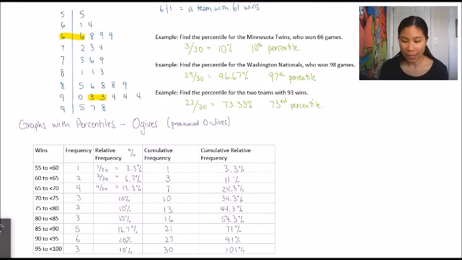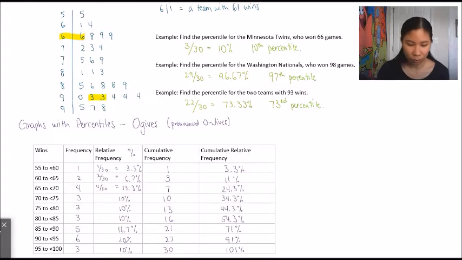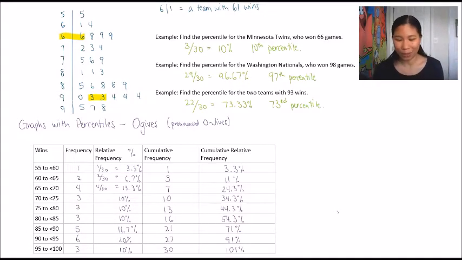Okay, so I've gone ahead and added up all my relative frequencies. And so as you can see, because of rounding error, I ended up with 101% at the end, which obviously doesn't make sense. So I wanted to show you this because if you just add up the relative frequencies, yes, you're doing things correctly, but sometimes you get the rounding error, so I just wanted to show you that.